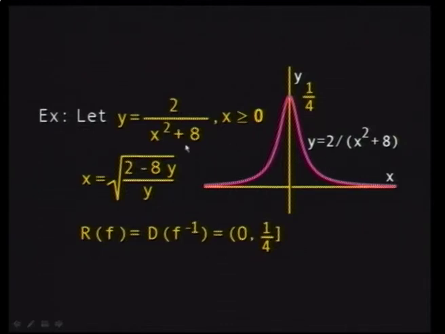Now, what is the inverse of this function? It's easy. We can solve for x in terms of y. yx squared plus 8y is equal to 2. So x is equal to the square root of (2 minus 8y) divided by y. Now, y is positive from the first equation here.